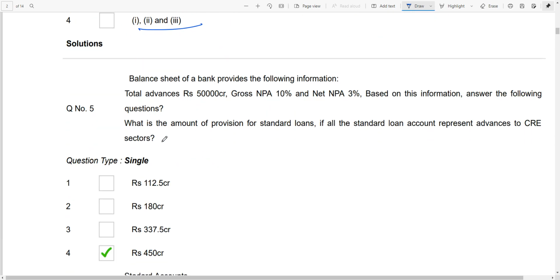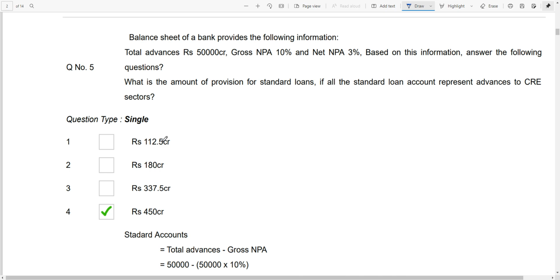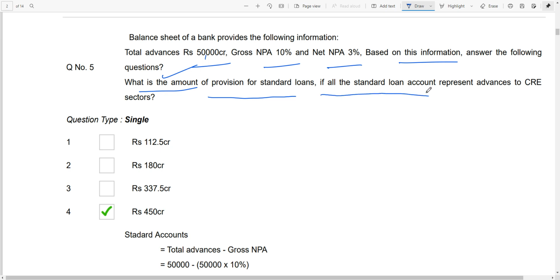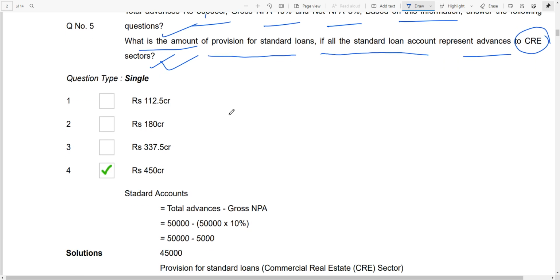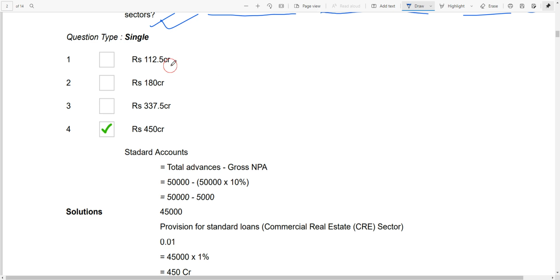Next question number 5. The balance sheet of a bank provides the following information: total advance 50,000 crores, gross NPA 10%, net NPA 3%. Based on this information, answer the following questions. What is the amount of provision for standard loans if all the standard loan accounts represent advances to the CRE, commercial real estate sector? Options are 112.5 crores, 180 crore, 337.5 crores, 450 crore. The correct answer is 450 crore, but we'll see how we arrived at it.